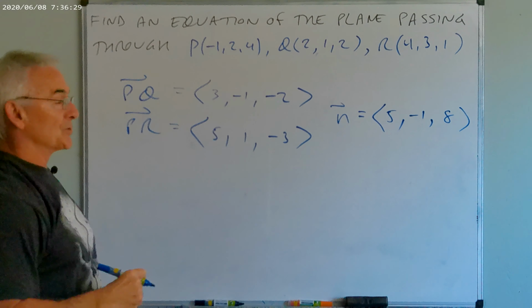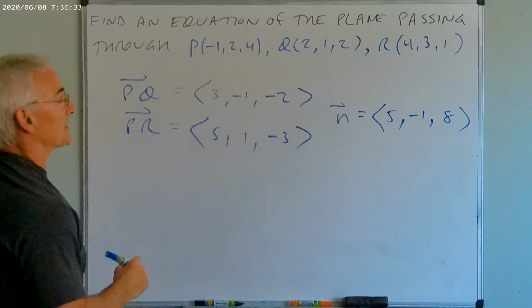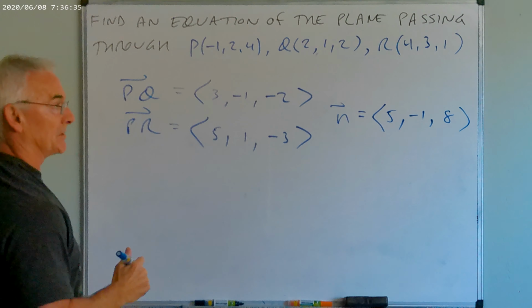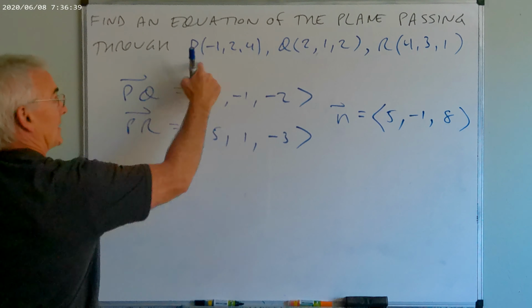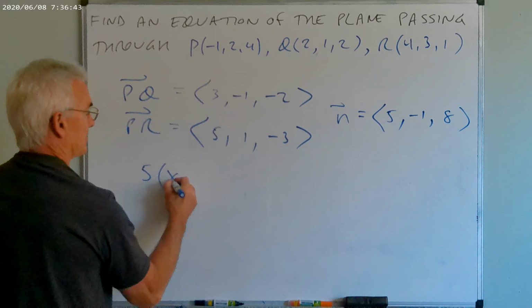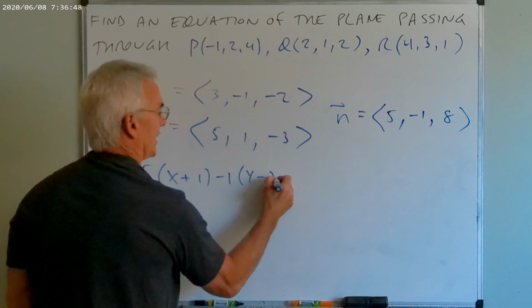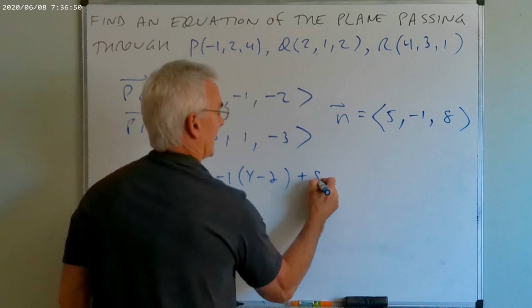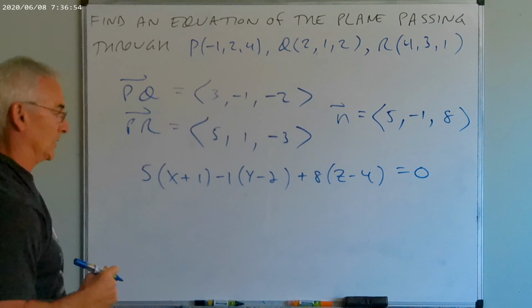Now I just need to choose any of the 3 points, and I will create my vector x minus x naught, y minus y naught, z minus z naught, dotted with n. We can go directly to the equation now. So let's take the first point here. So our equation would be 5 times x minus negative 1, negative 1 times y minus 2, 8 times z minus 4, all of this equal to 0.